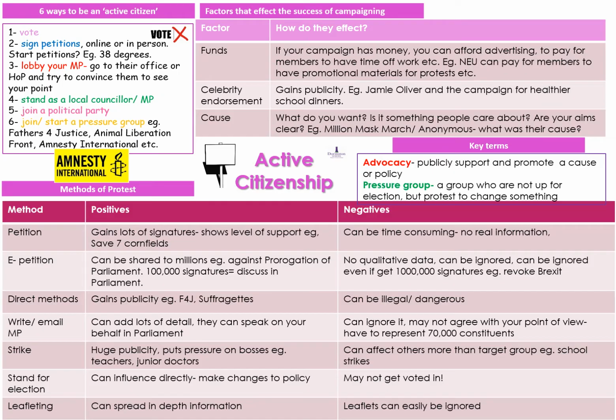If you stand for election, you will be making the changes yourself. You can be the one making changes to policy. And again, it's a huge part of democracy that we're allowed to do that. However, you might not get voted in, and then you might have given up a job to put yourself up for election, and now you're stuck. Leafleting means that you can spread lots of in-depth information in detail. They can be posted through people's doors, but then the bad thing is people can just ignore them.